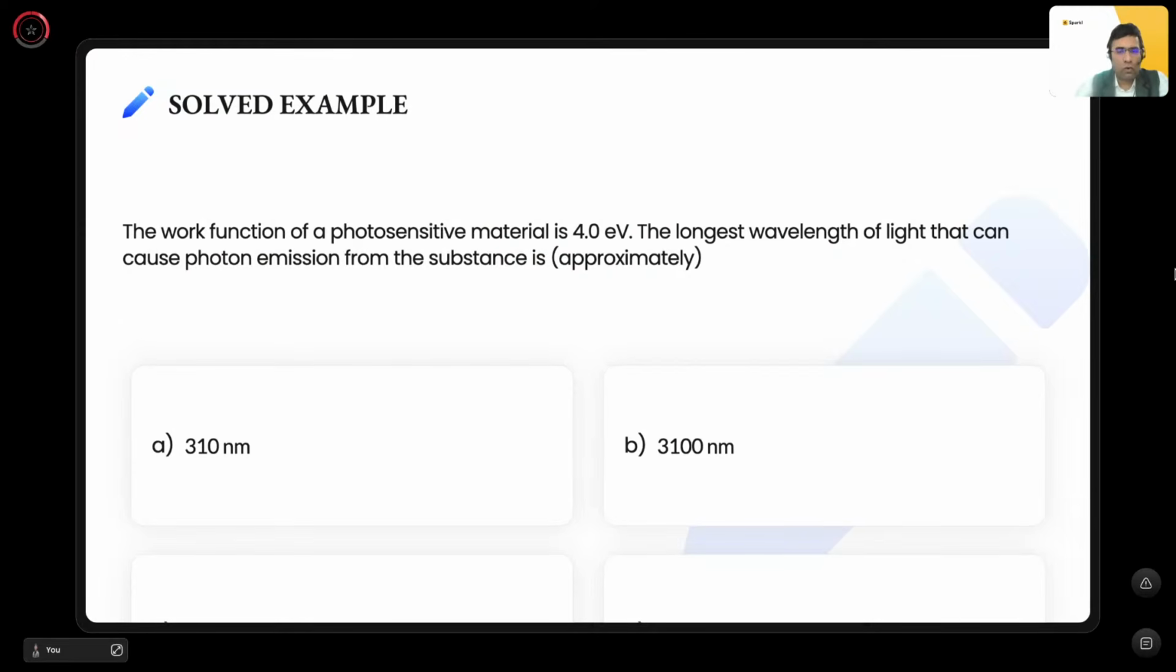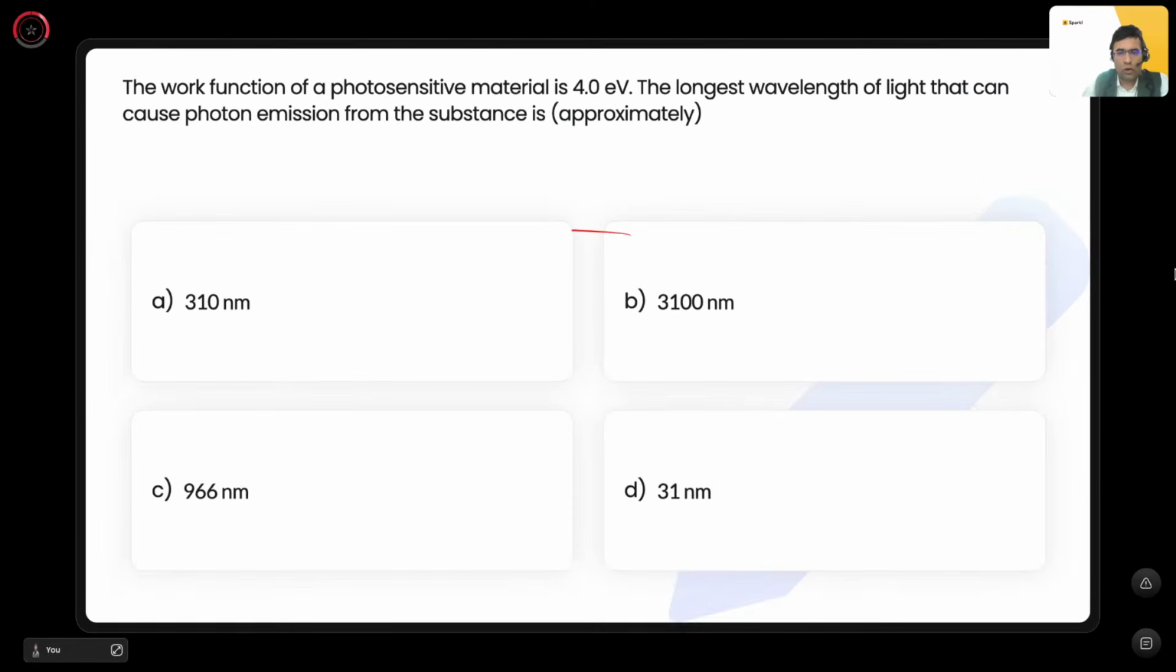The work function of a photosensitive material is 4 electron volt, the longest wavelength. So basically they have asked us for the threshold wavelength, so the threshold wavelength will be phi is equal to hc upon lambda naught. Let's just put the values. So 4 electron volt is equal to, this will be 12400 upon lambda.